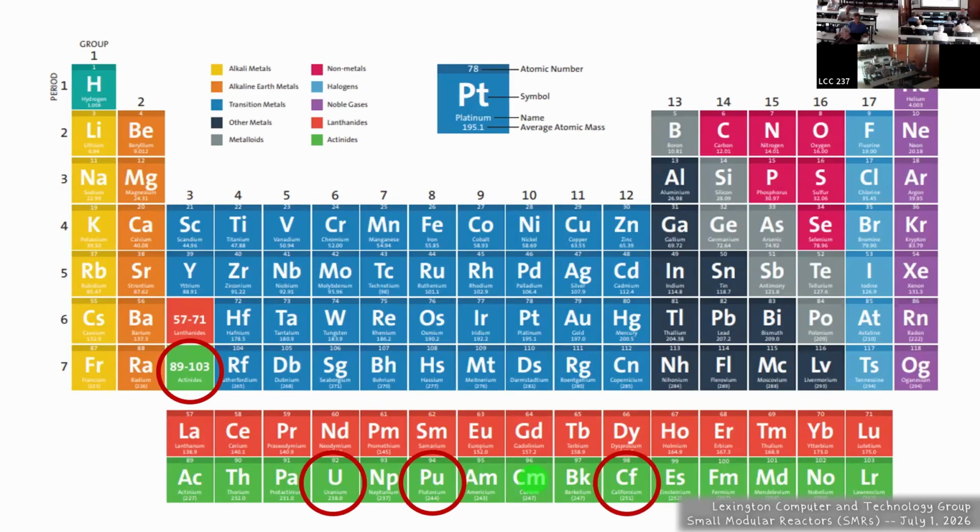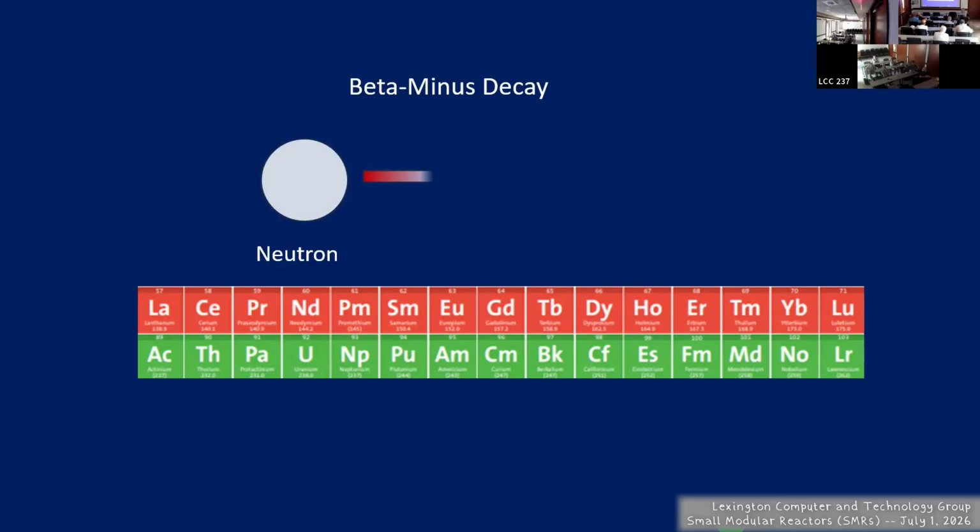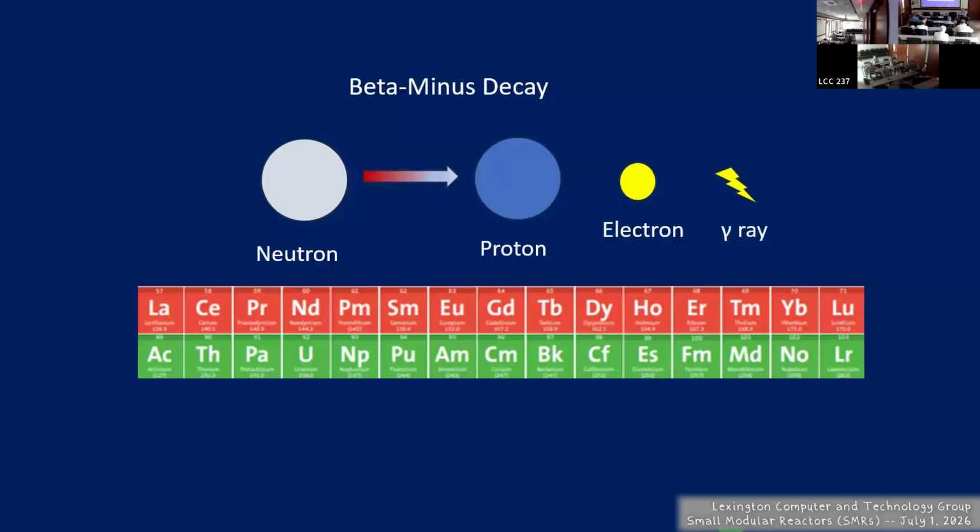We're going to talk about beta decay, and we'll go over that because it's a very important part of nuclear chemistry. It's called beta minus decay. People refer to it as beta decay, called beta minus because it gives off an electron. The way beta minus decay works, and this was looked at by Wolfgang Pauli in the 1930s, is that a neutron will break down into a proton, an electron, and give off a gamma ray. We're going to keep coming back to this over and over. It's fundamental to nuclear reactors.